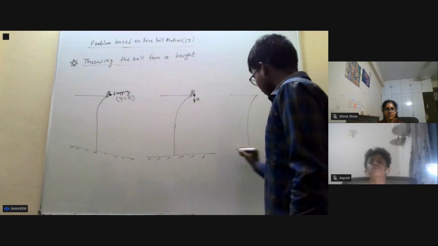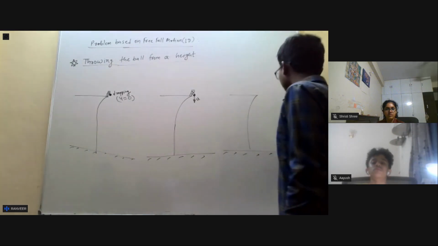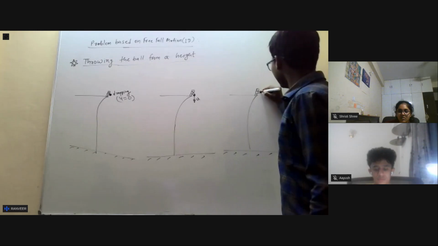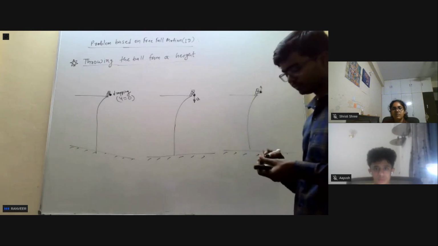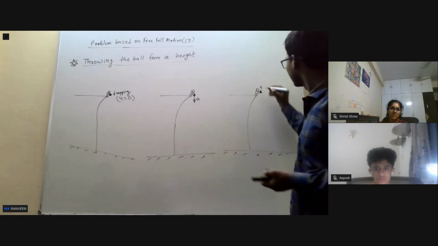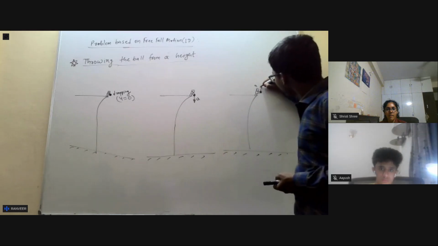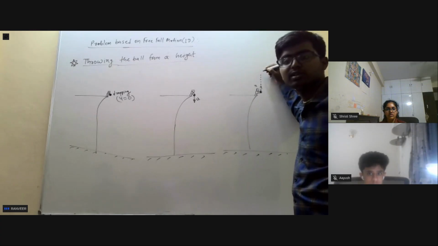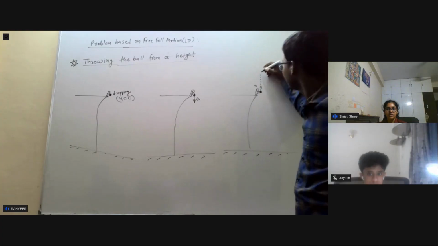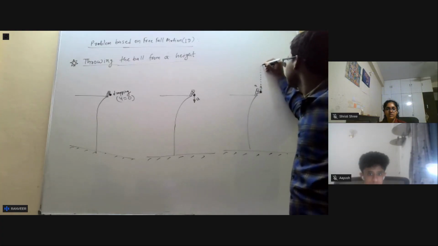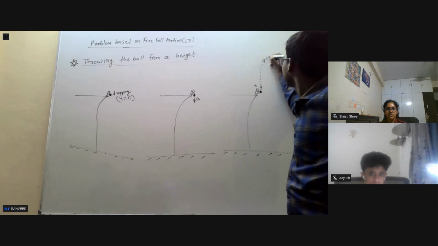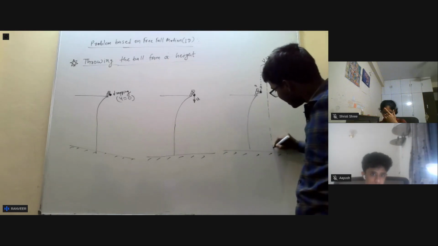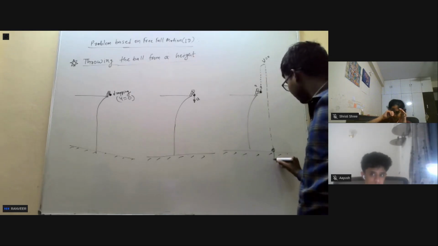And what is the third scenario? The ball thrown up. When you throw the ball up, what will happen to the ball? The ball will go up. Will the speed increase or reduce? It will reduce. And finally, when the speed becomes 0, it will start coming down again, and it will hit the ground. Correct?